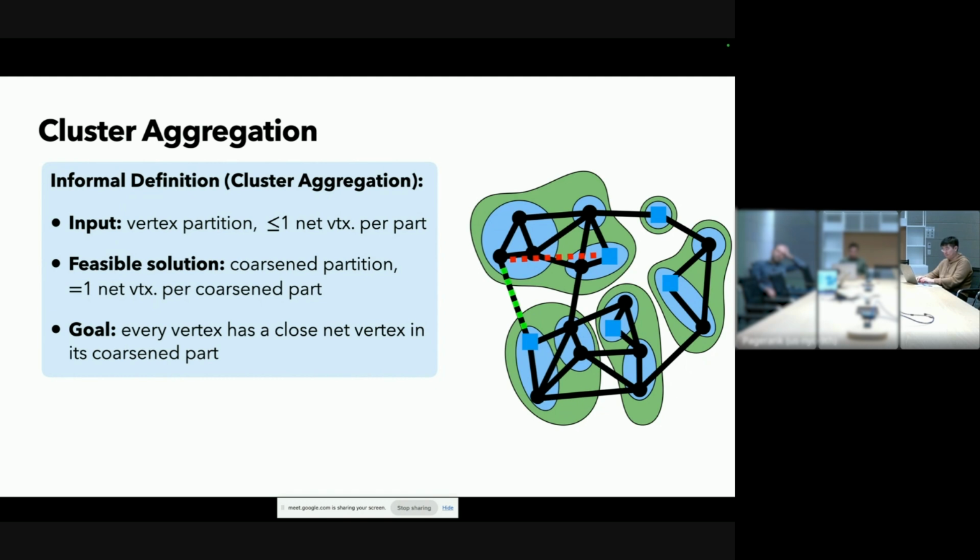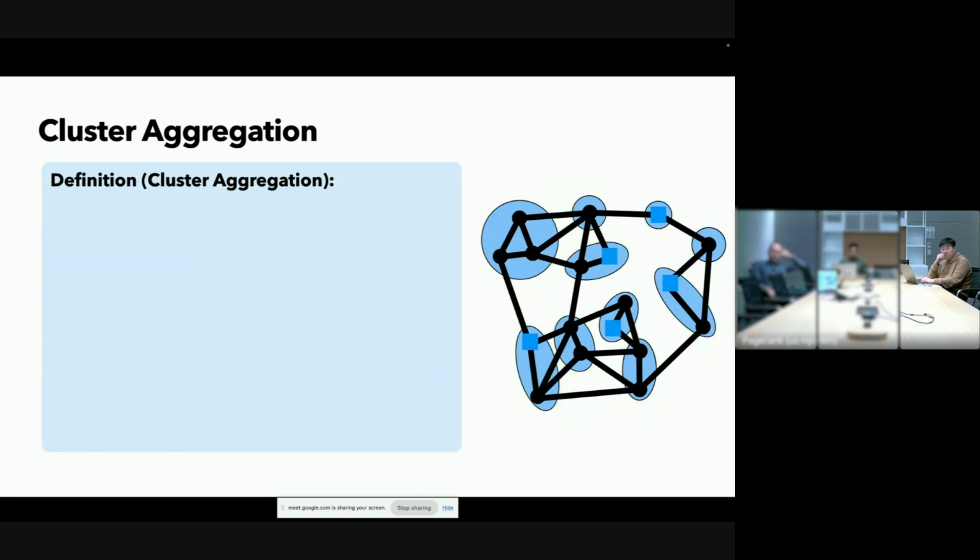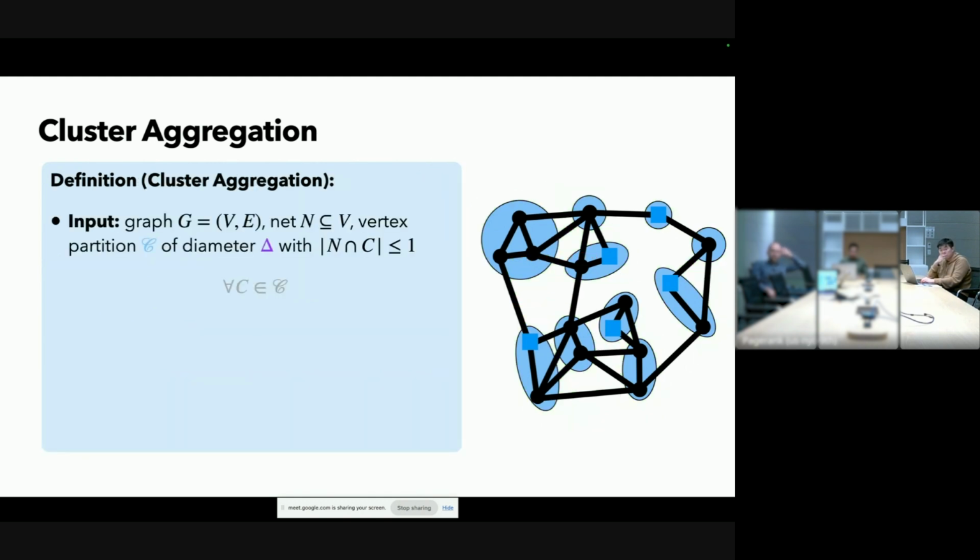Okay. So let me do this formally now. There'll be more notation. So what is an instance of cluster aggregation? I give you a graph. I give you a subset of vertices that I'll call net vertices and some vertex partition where this vertex partition has diameter delta, subject to the constraint that if I look at any one of the parts in this partition, you should have at most 1 net vertex. Okay, so in particular, if you look at the diameter of any one of these blue parts, it's at most delta.